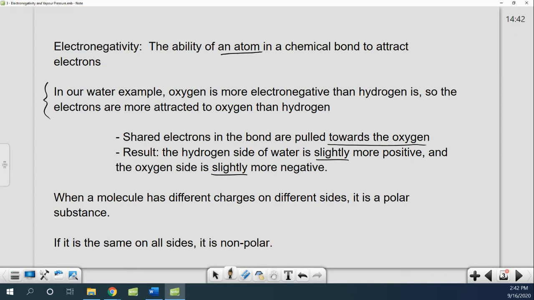So when a molecule has different charges on different sides, that's where that word polar comes in. It has poles. It's got a positive side and a negative side. Kind of like a magnet has a north and a south. You know, we have a north pole and a south pole. That molecule has a positive pole and a negative pole. Slightly different charges on slightly different sides. Now, if your molecule is the same on all sides, then we say it is non-polar. I'll show you some examples of that in a bit.